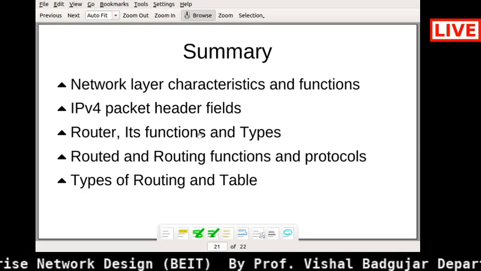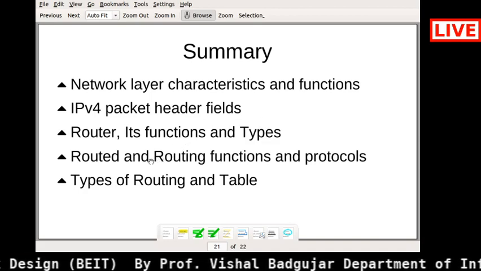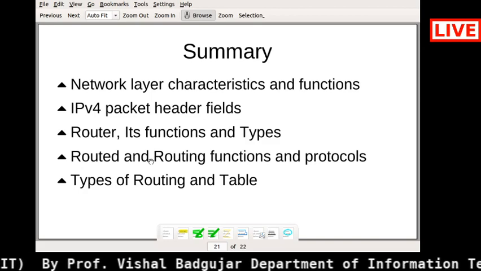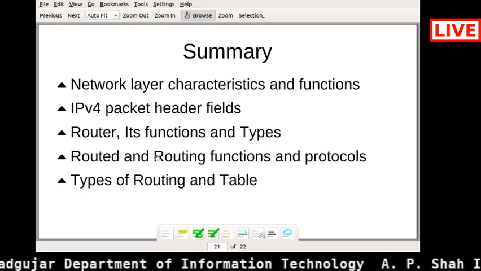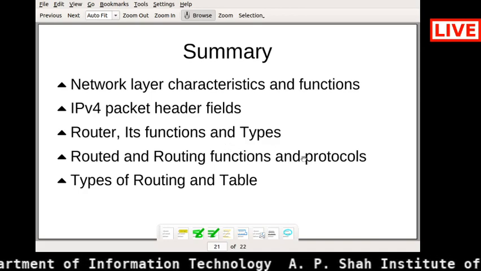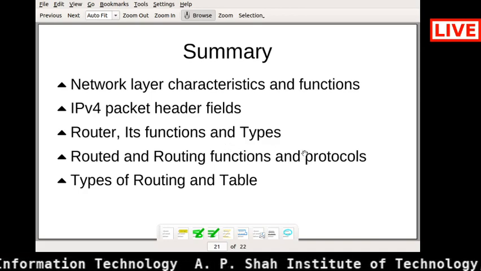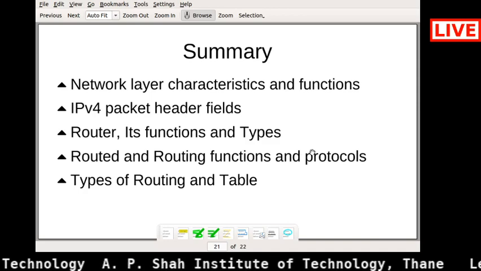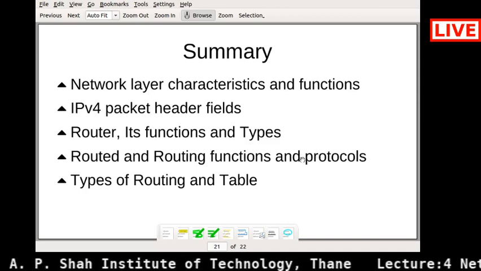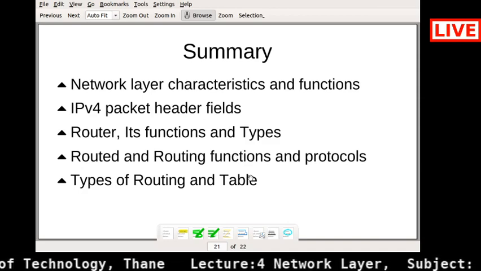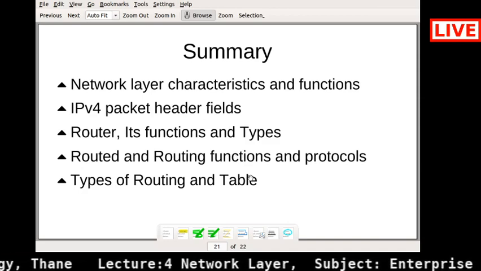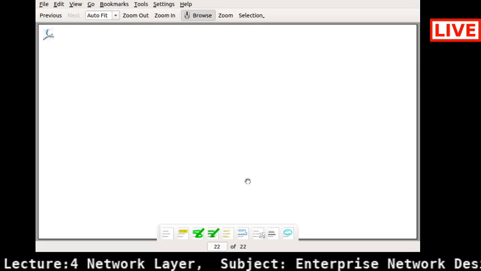Then next is what a routed protocol is. This is nothing but IP, the Internet Protocol at layer 3, the network layer. Then the routing function, and the different routing protocols, that is static routing, dynamic routing, and default routing. Types of routing and routing tables we have also discussed. So this is all about today's lecture.